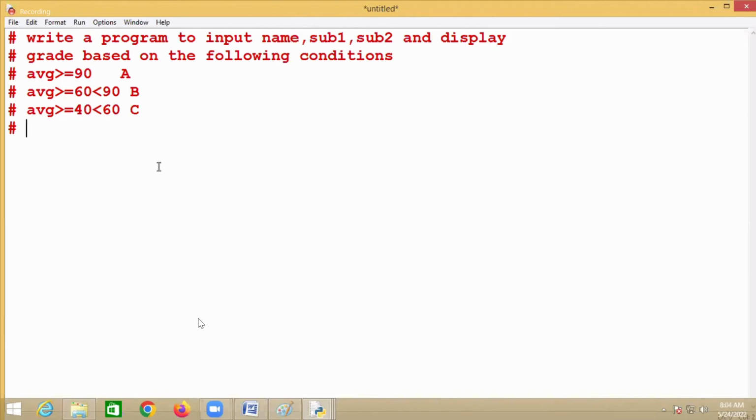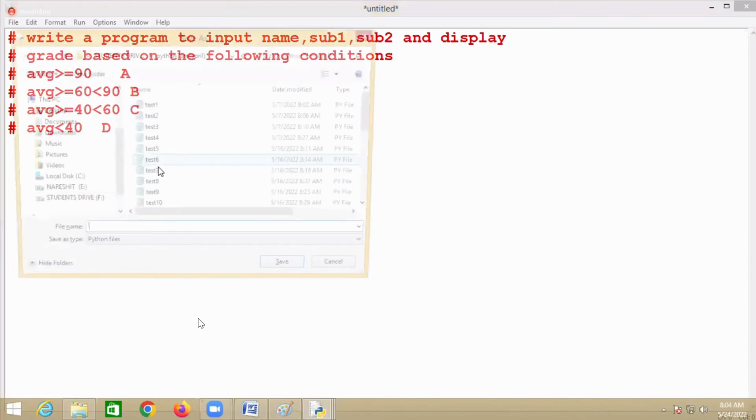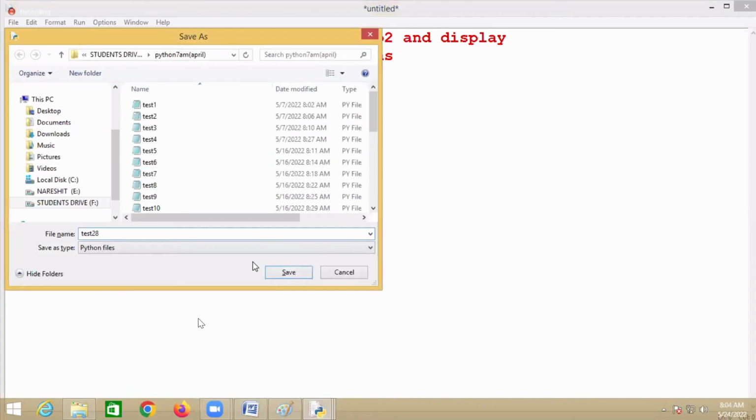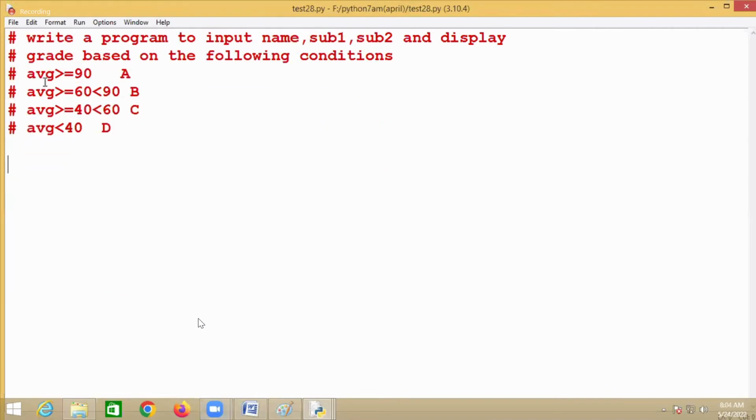Otherwise, if the average is less than 40, which grade is it? D grade. So here you have multiple conditions. If average is greater than or equal to 90, it is A grade. If average is greater than or equal to 60 and less than 90, it is B grade. If average is greater than or equal to 40 and less than 60, it is C grade. If average is less than 40, then it is what here?